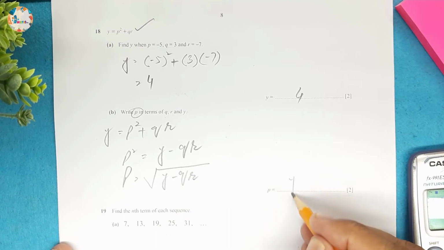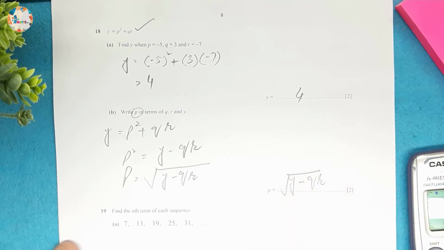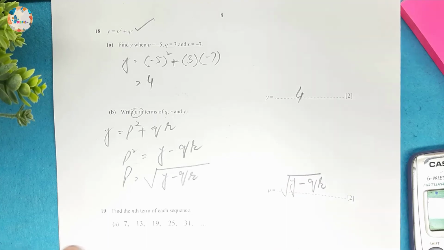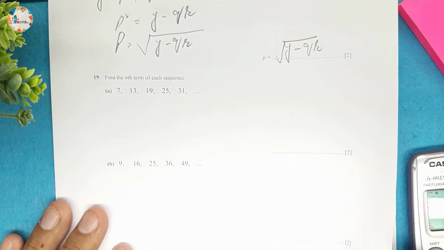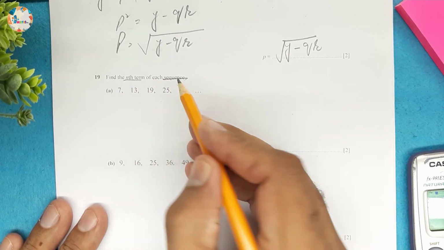So y minus q r with root, this will be the answer. Now question number 19, find the nth term of the sequence provided.